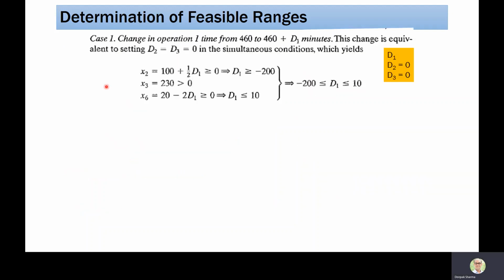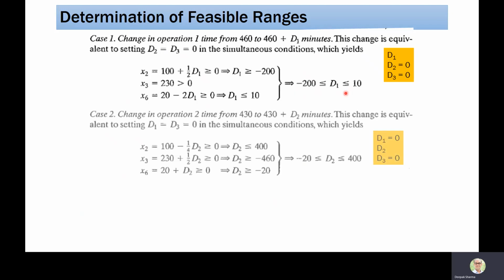Now here we are presenting three cases. In the first, we change the right hand side of constraint 1, but constraint 2 and constraint 3 remain the same. There is no change. So can I find the range of D1? In this case, since D2 and D3 are 0, I have included those conditions in the x2, x3 and x6 equations. If you simplify these equations, it says that D1 is lying between minus 210.